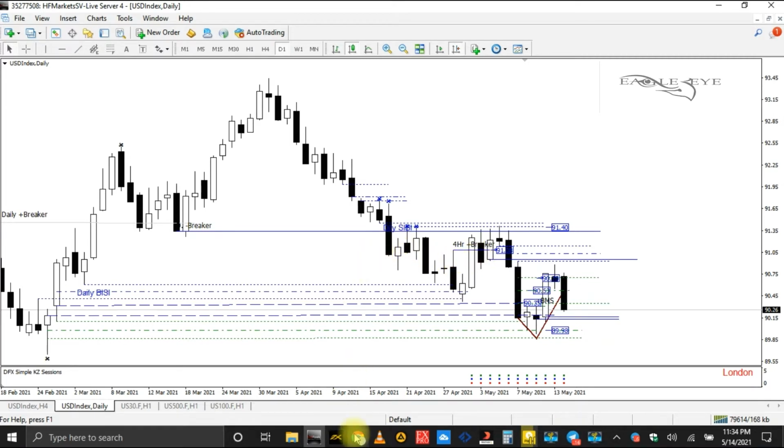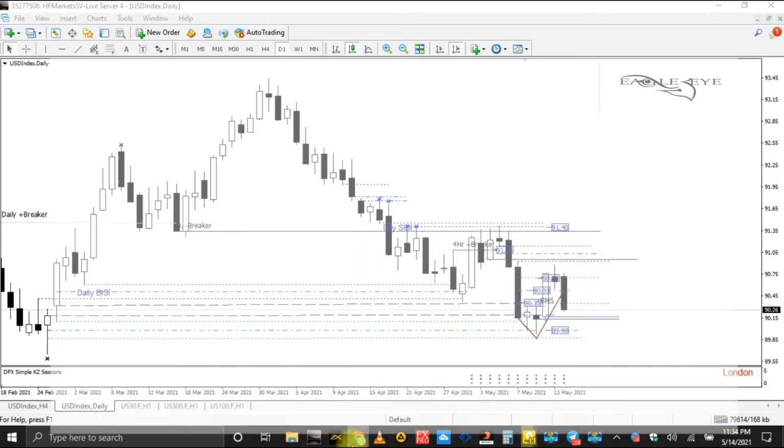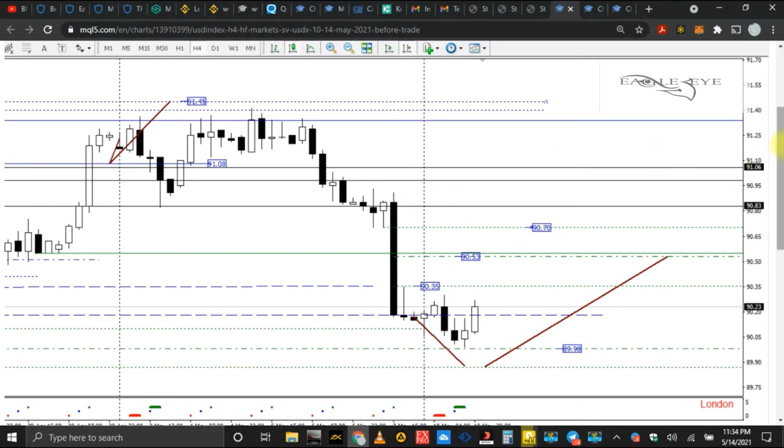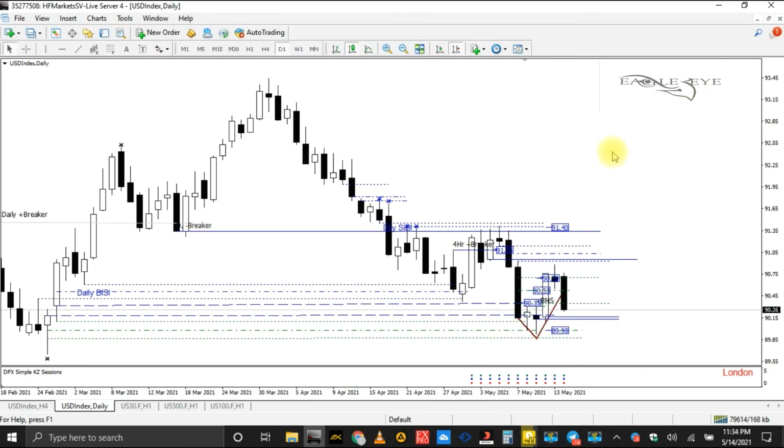So I posted these charts earlier on, I think on Monday or so. It was Sunday or Monday. Yeah, I think Monday. And I would like to go through the processes, or what I considered, to outline that setup as it panned out.